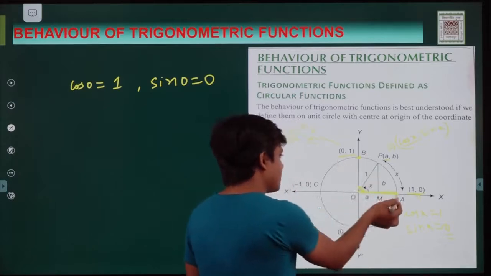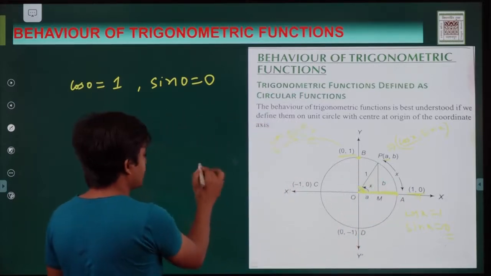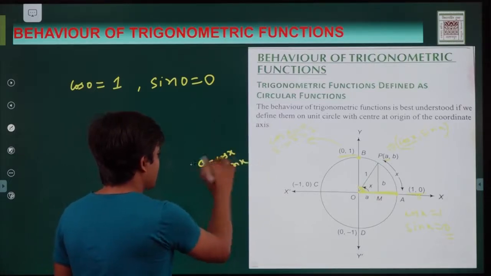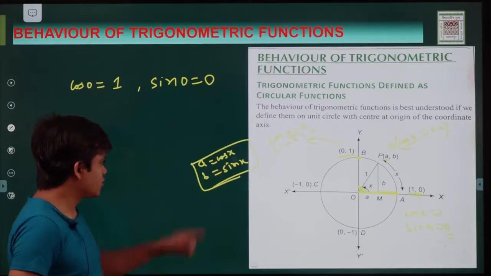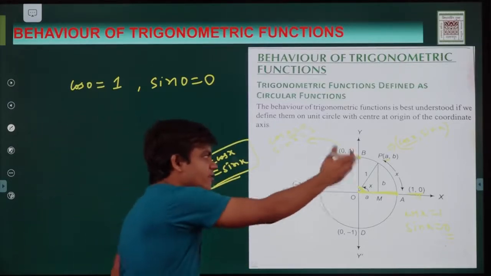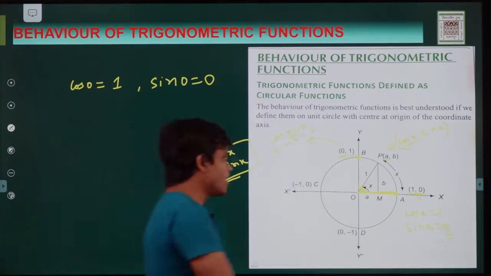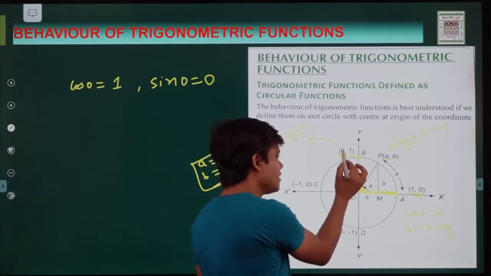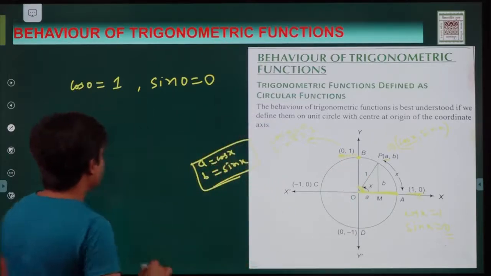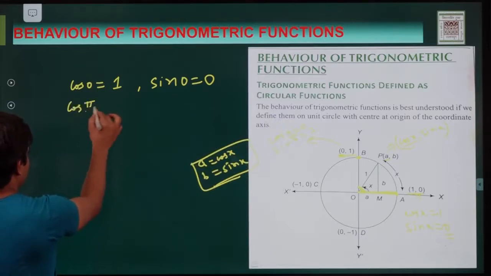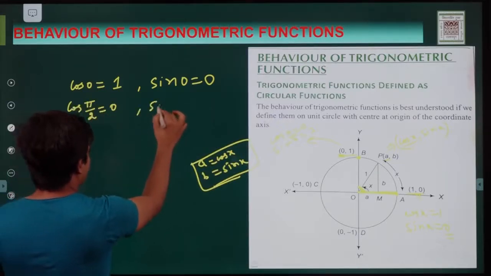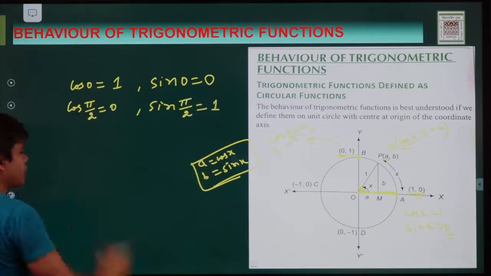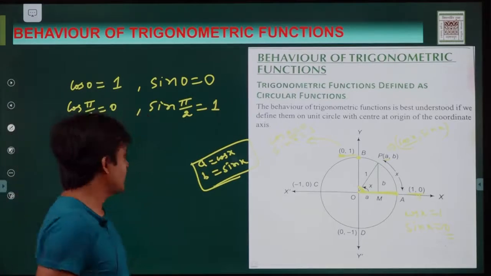Wherever a is equal to cos x and b is equal to sin x, these are called the parametric equations. This cos x comma sin x lies everywhere on this unit circle. So when we reach this point after rotating by pi by 2, we get 0 and 1. This means cos pi by 2 is 0, but sin pi by 2 is 1.